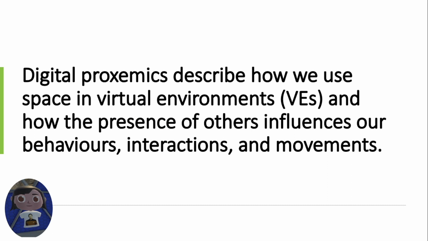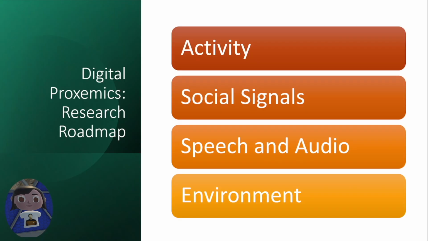I want to start by talking about what is digital proxemics. Digital proxemics describes how we use space in virtual environments and how the presence of others influences our behaviors, interactions, and movements. Proxemics is pretty well understood in physical environments, but we don't really understand yet how these metaphors translate to the virtual: how the change in social signals, how we're represented, and how we interact impact our experiences in virtual environments. So we want to look at digital proxemics quite broadly and map out what this research field is going to look like.